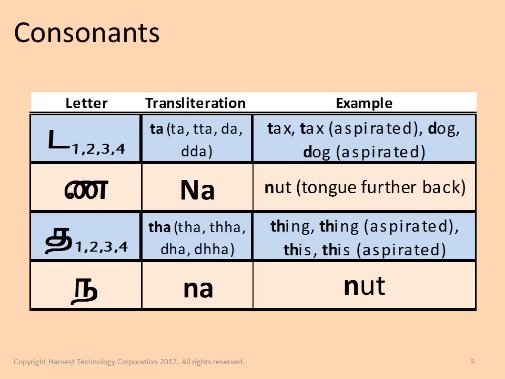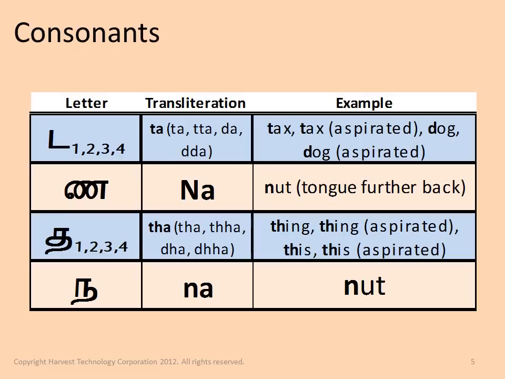The next letter is "tha." It also has four varieties. The first one is th, as in the word thing. The second is a harder version of the first. The third is a "the" sound, like in the word this. And the fourth is an aspirated version of the third.